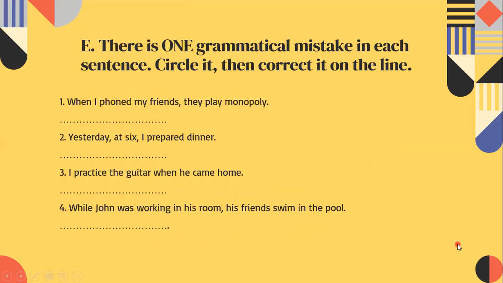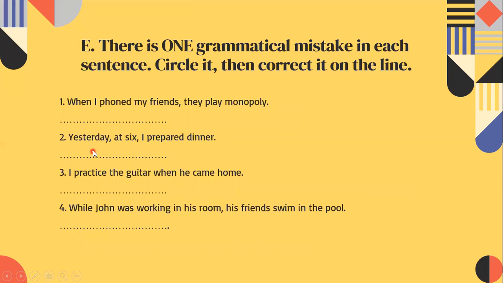All right. Here is another exercise. In each of the following sentences, there is one grammatical mistake. You need to circle it and correct it on the line. For example, when I phoned my friends, they play Monopoly. Now, when I phoned my friends, I interrupted something that they were doing. So I say they were playing Monopoly.